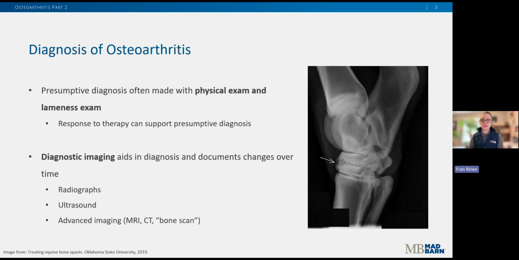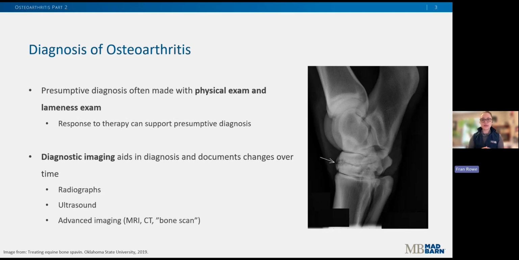Nonetheless, many times it's helpful to get some extra information with diagnostic imaging. So in the farm setting, your vet is most likely going to be able to perform radiographs or ultrasound. And getting kind of an inside look really aids in diagnosis, but it's also going to help to characterize the extent of degenerative change in that particular joint. And it gives you a starting point to kind of track those changes over time.